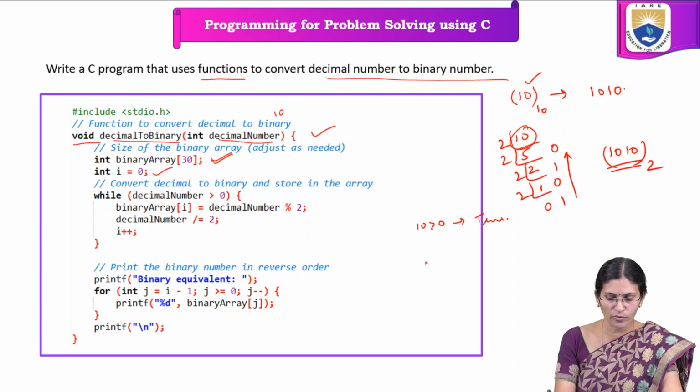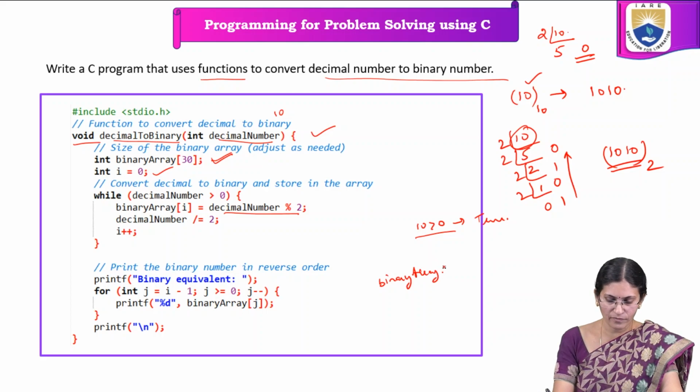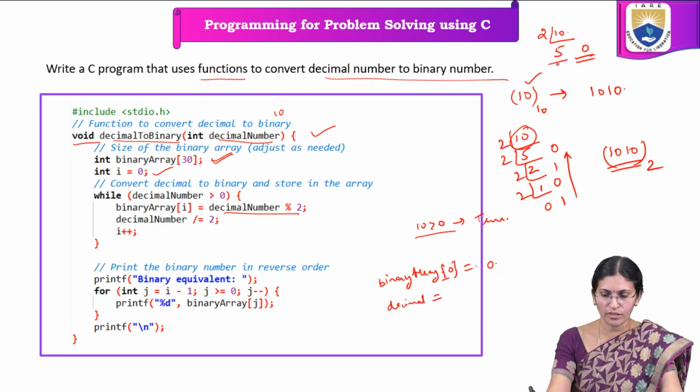When this condition is true, we divide this number by 2 and get the remainder. When 10 is divided by 2, 0 is the remainder. So that 0 is assigned to binary array of i. Initially i is equal to 0 here, so binary array of 0 is equal to 0. Then again, decimal number is equal to the number divided by 2, and we get the quotient here.